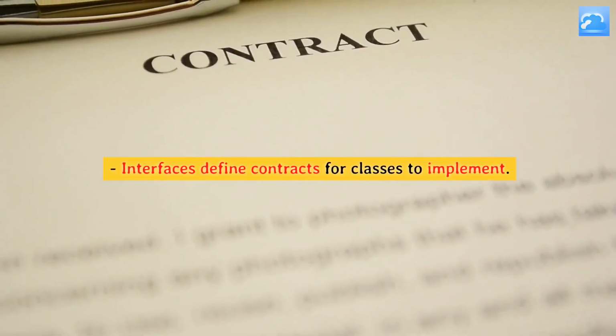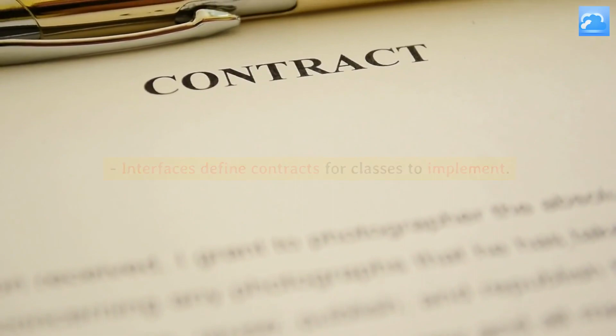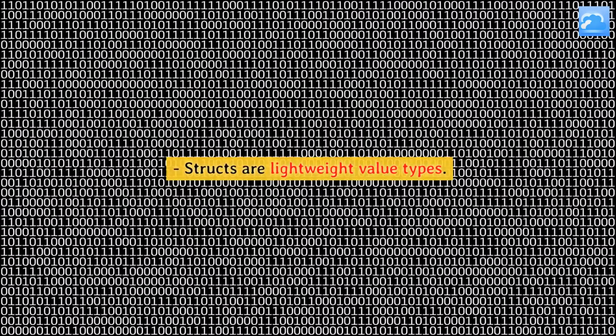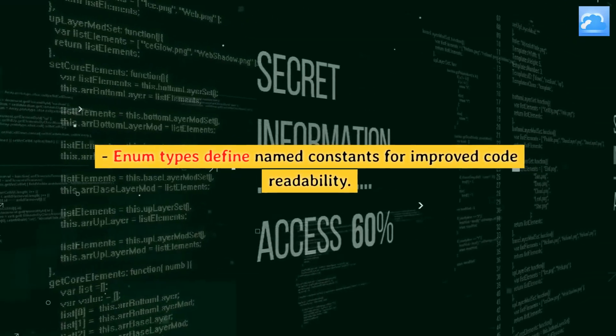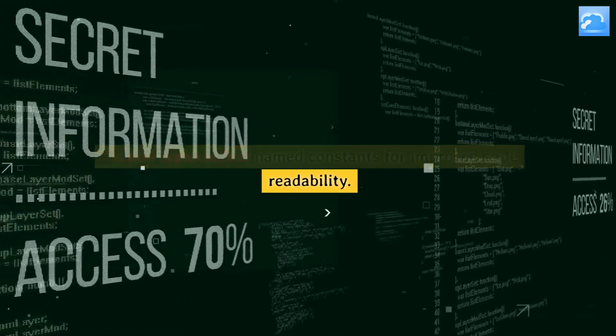Interfaces define contracts for classes to implement. Structs are lightweight value types. Enum types define named constants for improved code readability.